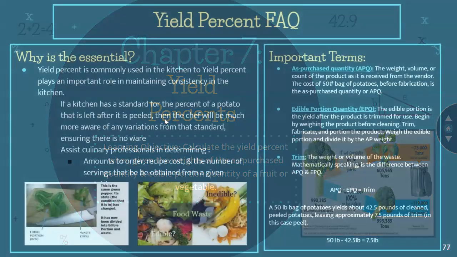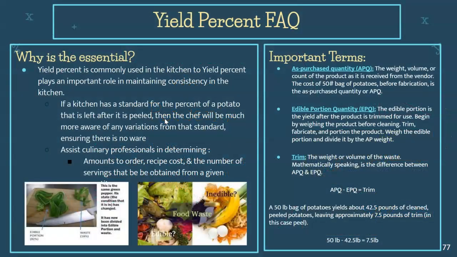All right. So to get started, what the heck is yield percent? So why is this essential? So yield percent right here is commonly used in the kitchen to help with consistency. So if a kitchen has a standard for the percent of a potato that is left after it's peeled, then the chef will be much more aware of variations from that standard.